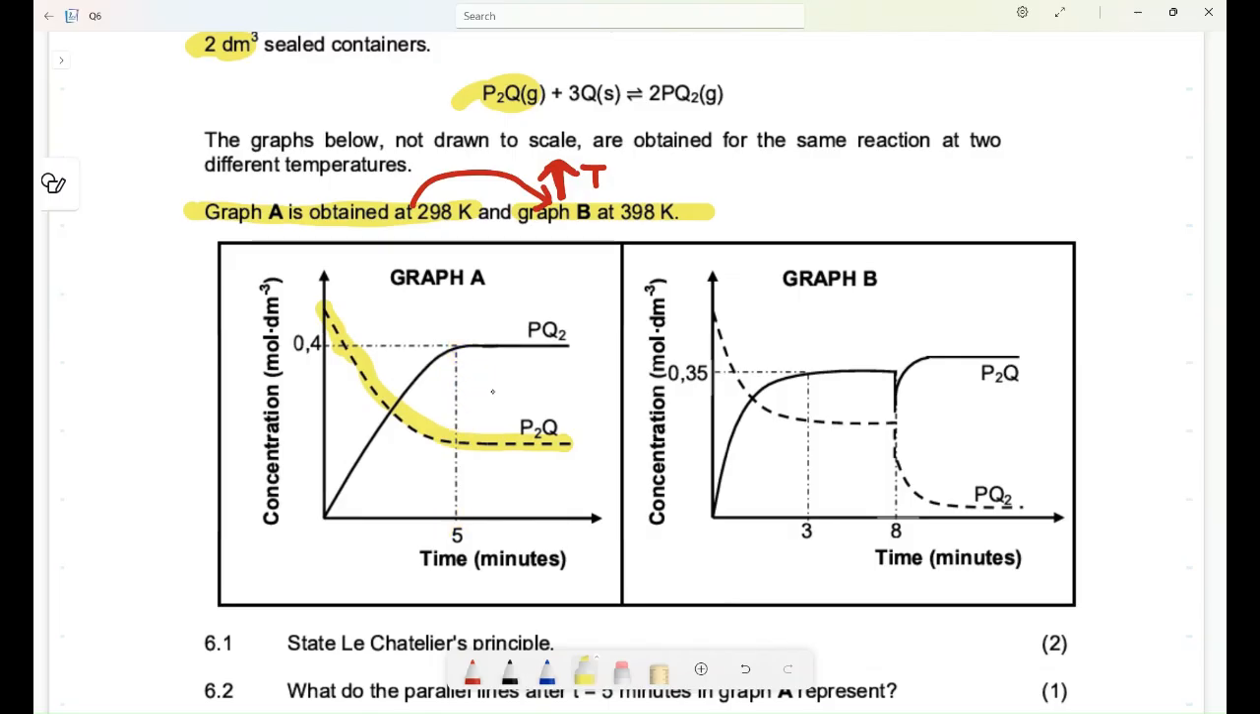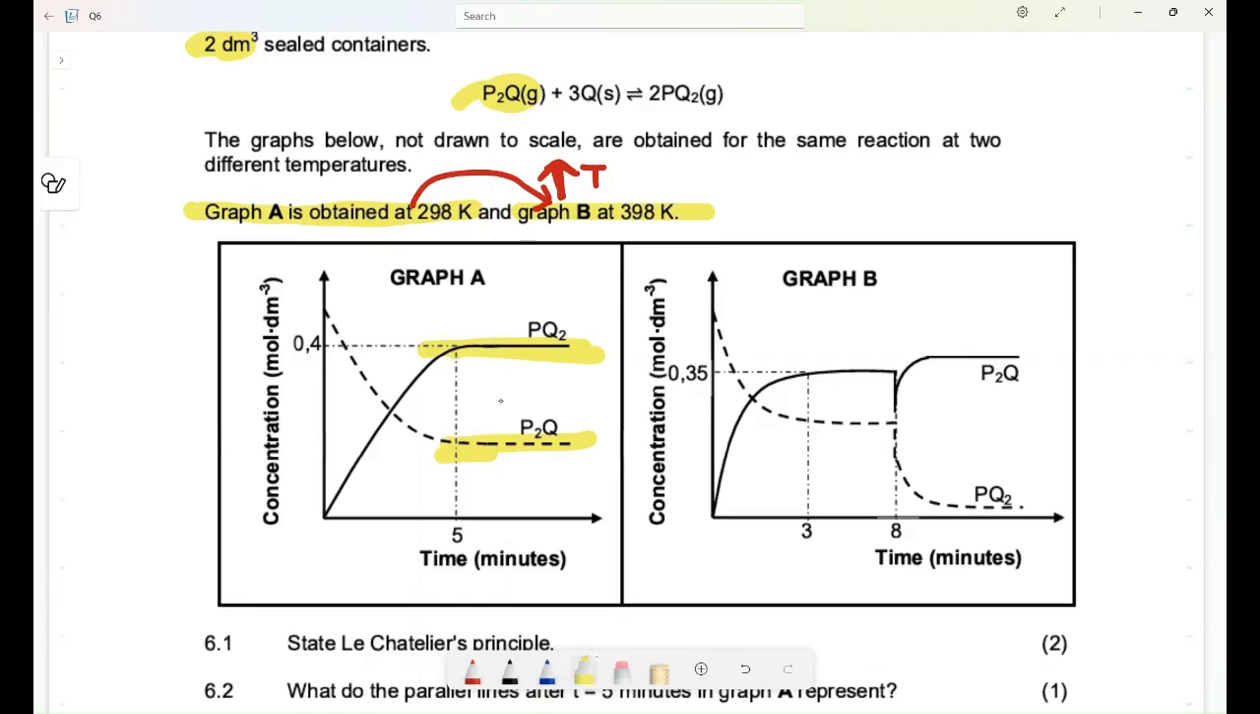Now, the rate of forward is now equal to the rate of reverse, or we can say now the concentrations are constant. Again, yes.